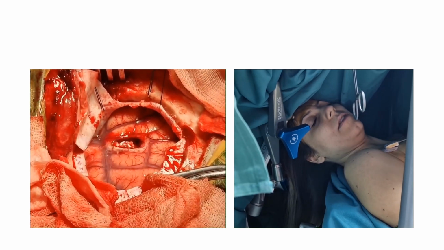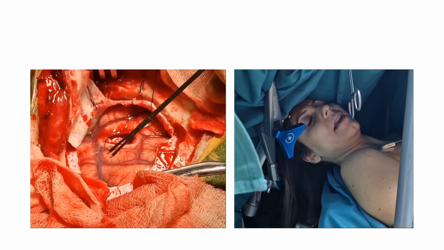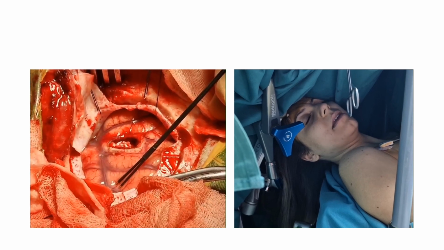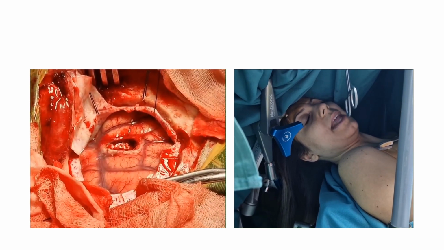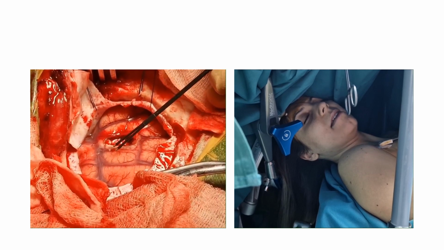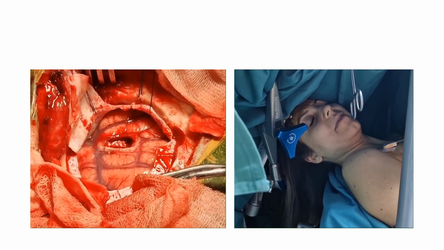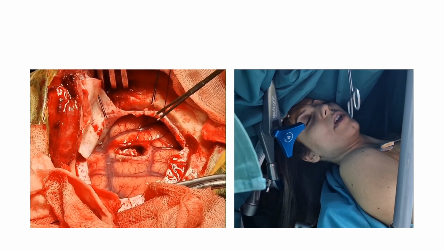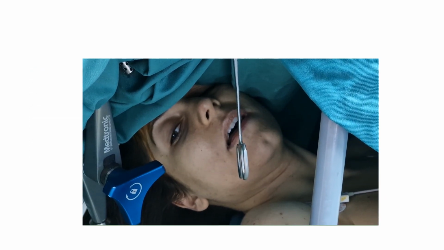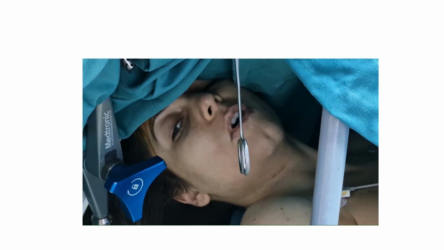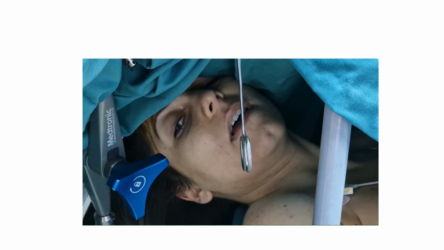Here on the left is the surgeon, the site of surgery, and the patient, who is awake and doing the task. This is the same patient performing another speech task, which is object naming.